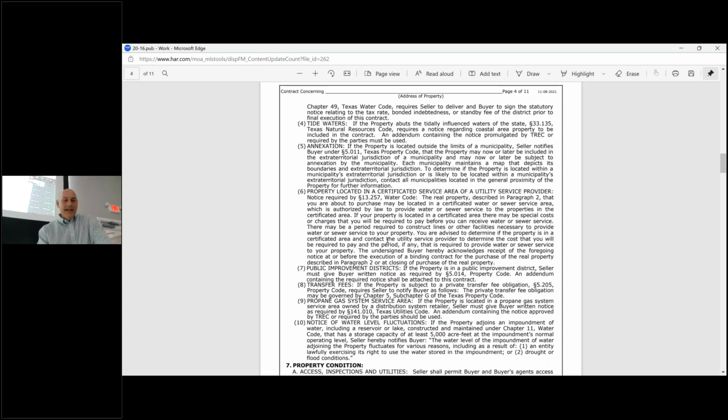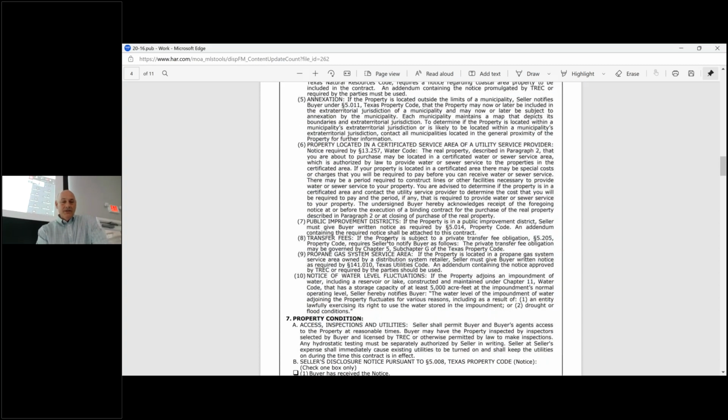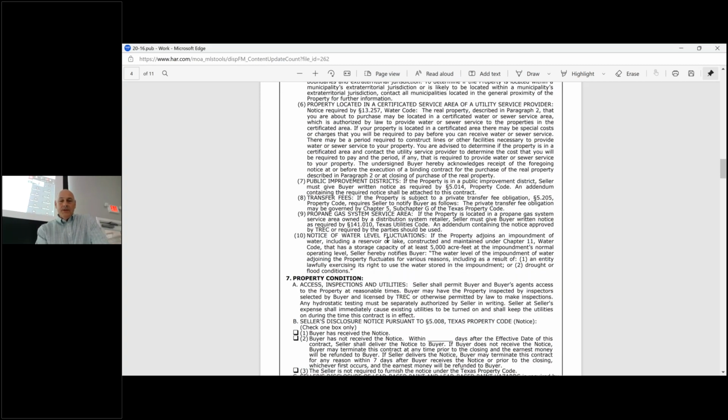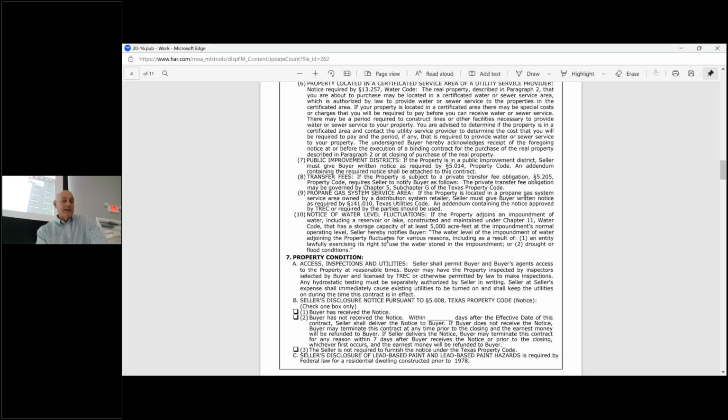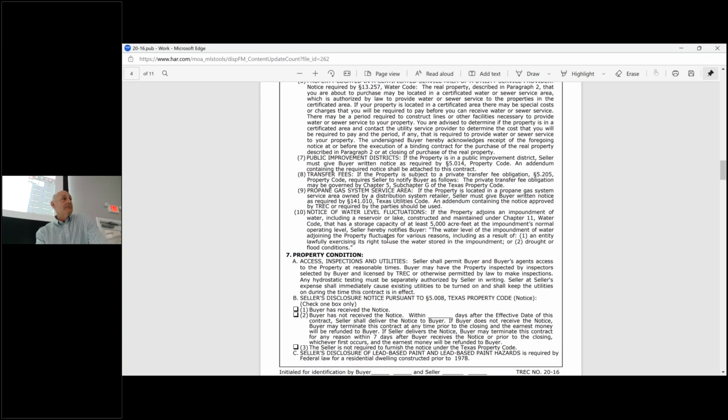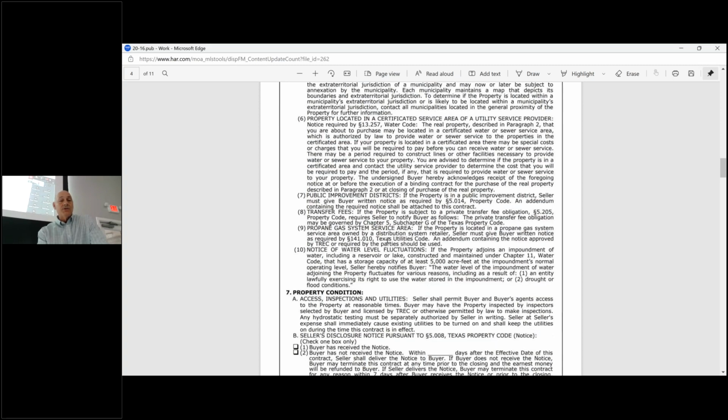All right, Tidewaters, annexation, utility service provider. There's your PID. If the property is in a public improvement district, the seller must give the buyer written notice as required by the Property Code. An addendum containing the required notice shall be attached to this contract. So it may in fact be included as one of those required notices.